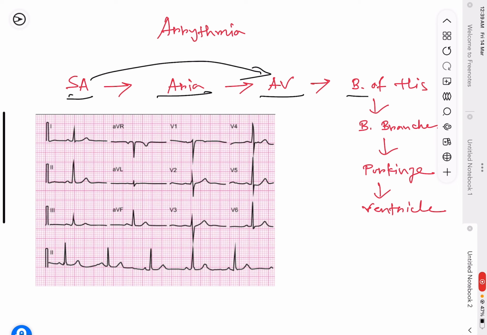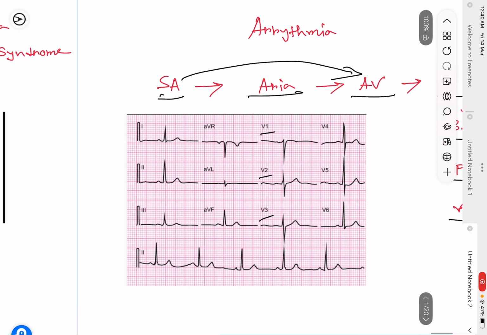Then from the AV node it goes to the bundle of His, then the bundle branches, then the Purkinje fibers, and then the ventricle. So these are the chest leads V1, 2, 3, 4, 5, 6. These are also called precordial leads. The V1 and V2 leads are placed on the right side, so they're called right precordial leads. V3 and V4 are called transition precordial leads because they're in between the right and left. And V5 and V6 are called the left precordial leads. 1, 2, 3 we know they are the limb leads, right?